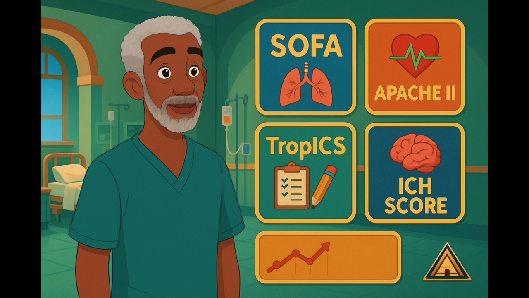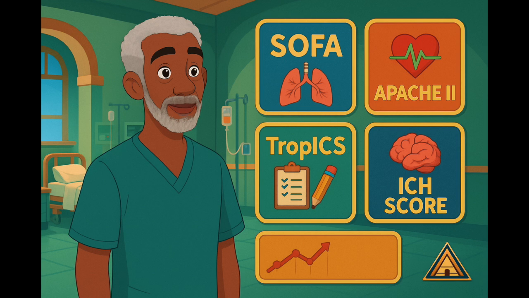Condition-specific scores, such as the Intracerebral Hemorrhage Score, guide prognosis and treatment discussions in neurological emergencies. While each scoring system has strengths and limitations, using them consistently ensures that trends are recognized early, treatment plans can be escalated or de-escalated appropriately, and families can be counseled with greater clarity regarding expected trajectories.